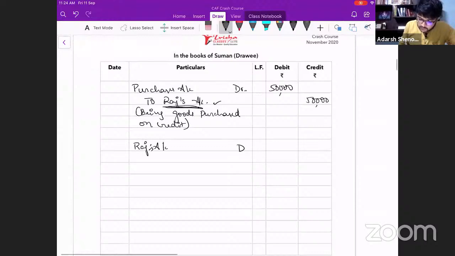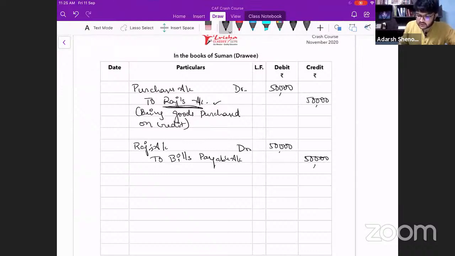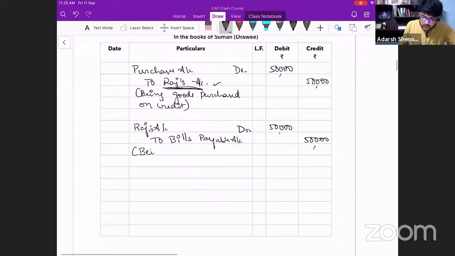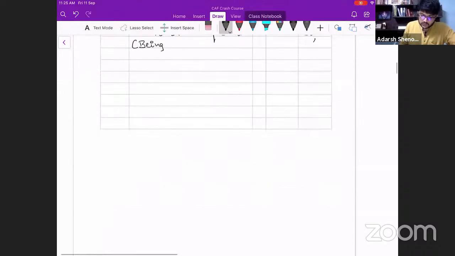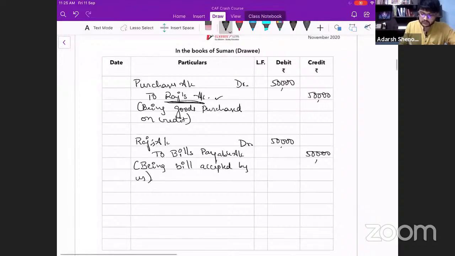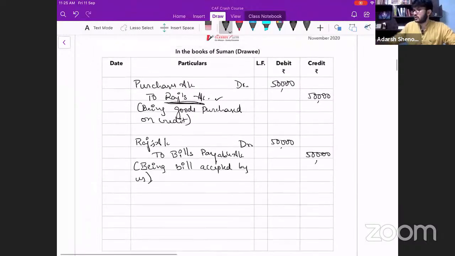Raj's account is to be debited. And the written liability, what is the written liability? Bills payable is to be credited. Do not memorize the entry by heart. Understand each and every transaction properly, see what is happening with the transaction. Being bill accepted by us. Okay.